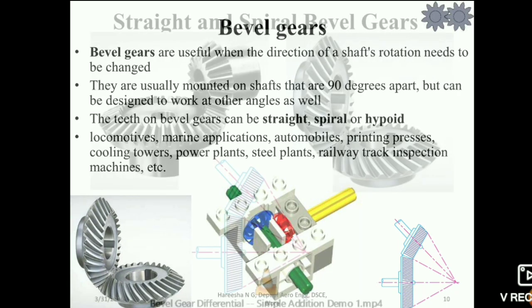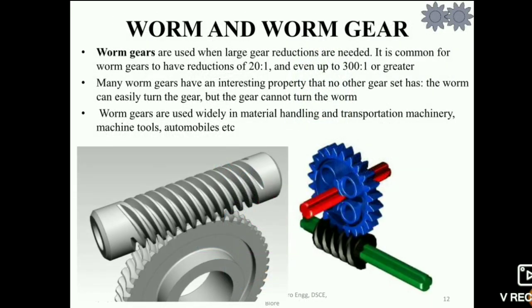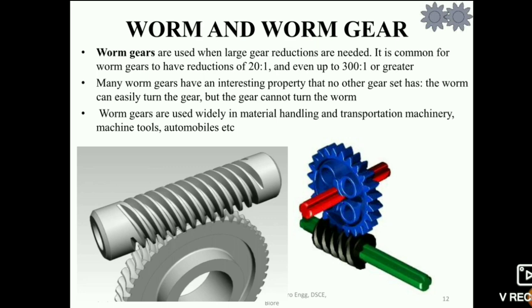Now next, let's move on from the bevel gears to the worm gear, worm and worm gear. So this is the arrangement of worm and worm gear. Here the gears are neither parallel nor intersecting. One more feature of this type of gear is, if you turn the worm, the big gear will be rotated, and reverse is not possible. That means if you rotate the bigger gear, you cannot turn the worm.